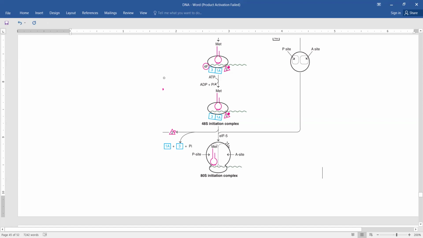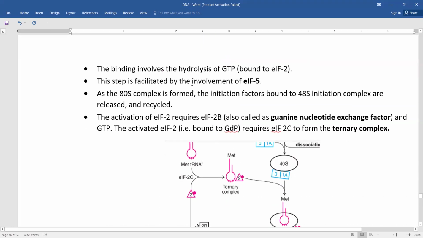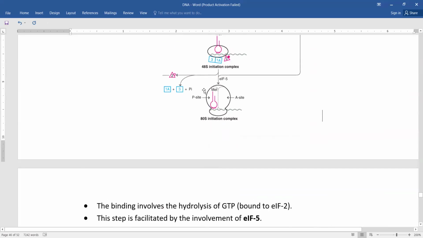Okay, starting has occurred. Now on the ribosome we have an mRNA and a tRNA with an amino acid, the first amino acid methionine. So that is called the 80S initiation complex. With this, the initiation process is completed. So the binding involves the hydrolysis of GTP.